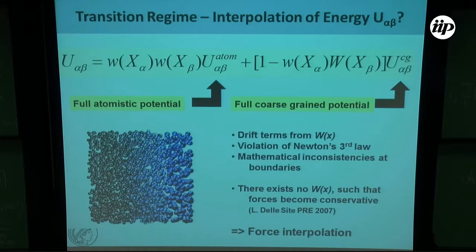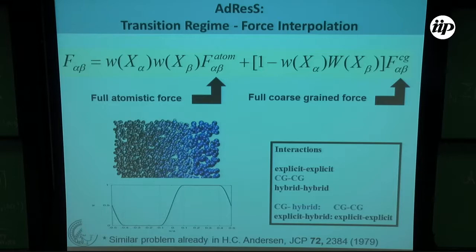That would also lead, if one is not careful, to mathematical inconsistencies at the boundaries, but that I'm not going to talk about here. One can avoid this by simply saying, well, I do not interpolate the interaction energies, I interpolate simply the forces. So I simply forget this term, and then I have a force interpolation between these two regimes and can properly simulate the systems. I have a well-defined temperature, I have everywhere well-defined pressure, and so on and so on. So the system is perfectly under control, and I can run the system.